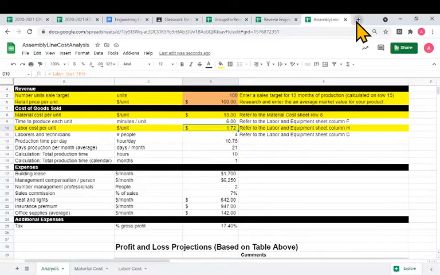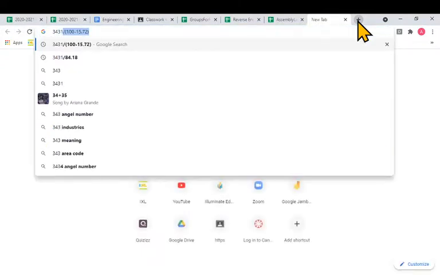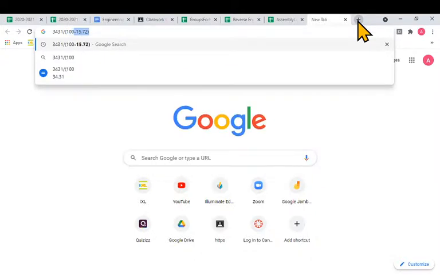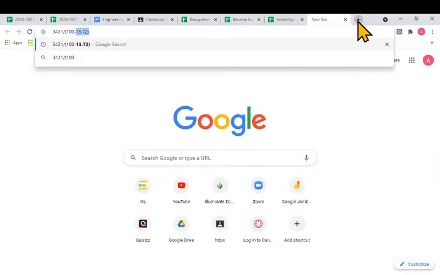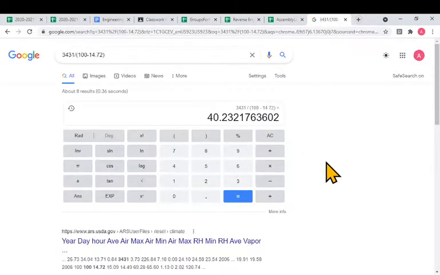So we'll go to our calculator here. Let's see. And our fixed cost, again, is going to be $3,431. We'll divide that by, let's see, now we're going to subtract our sales price of $100 minus $14.72 for the variable cost. And so we have 40.23 chairs we're supposed to produce to start initially making money.